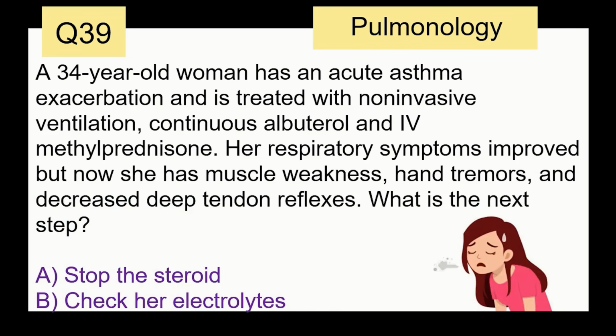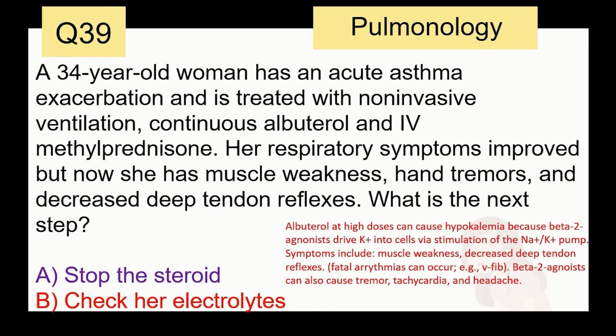Question 39. There's a lady who has been on albuterol, and now she develops muscle weakness, hand tremors, and decreased deep tendon reflexes. What's the next step? Do we stop the steroid? No, we check her electrolytes, because what's going on is that she was given albuterol at high doses. They love asking about this. High-dose albuterol can cause hypokalemia. Remember, albuterol causes hypokalemia because albuterol gets potassium into the cells.